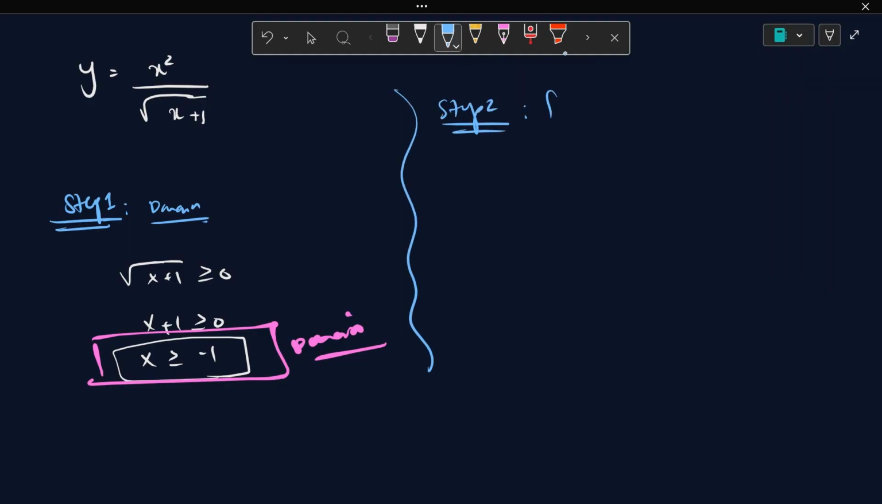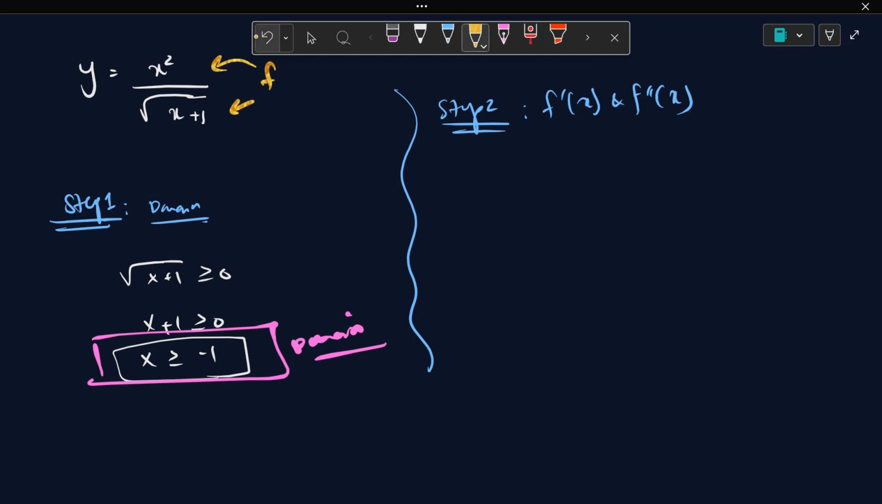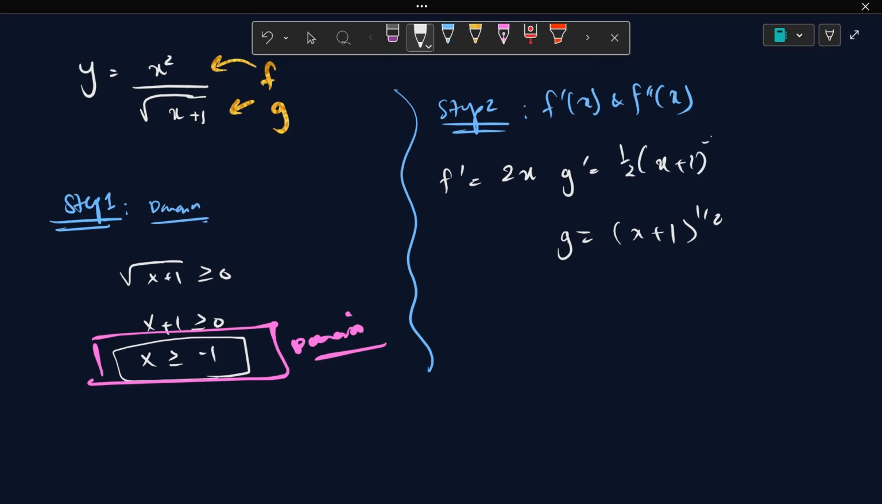Step 2 is always to figure out f prime of x and f double prime of x, so finding the first derivative and the second derivative of the function. Since it's a rational function, we have f as the top one and g as the bottom one. I have to figure out my f prime, which is gonna be 2x, and then my g prime. My g is the square root of x plus 1, which is the same as to the power of a half. So I'm gonna have a half times (x plus 1) to the power of negative a half, times the derivative of the inside function, which is 1. Okay, so I have this over here.